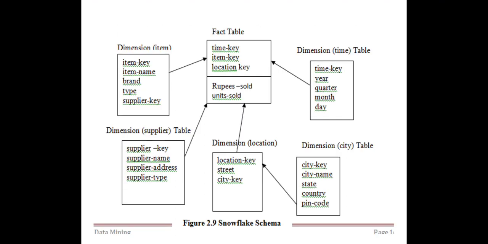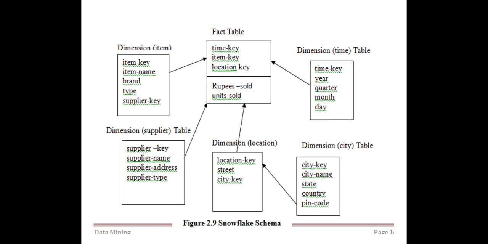Next we have the snowflake schema. Snowflake schema also has one fact table. Snowflake schema is similar to the star schema, whereas the star schema is denormalized, here it is normalized. It means the dimension table can be subdivided. In star schema the dimension table cannot be subdivided, but here it can be done. The same concept is there, but here you can see the dimension location is further subdivided into the dimension city table. See that the city key is here and here.